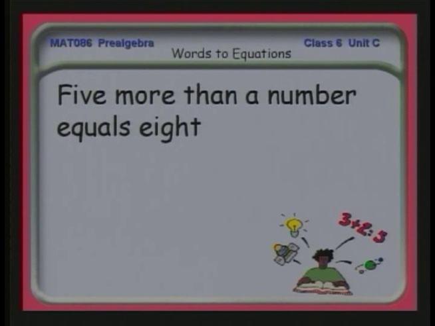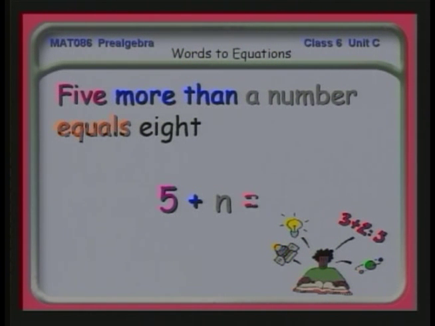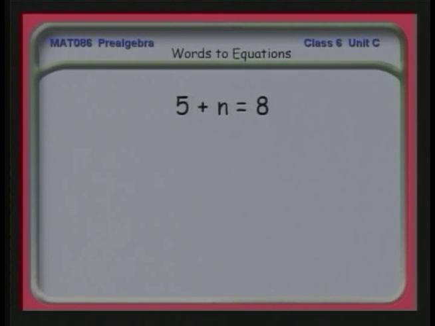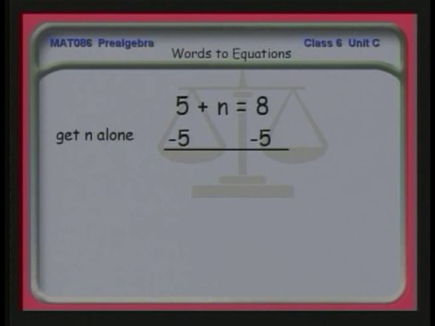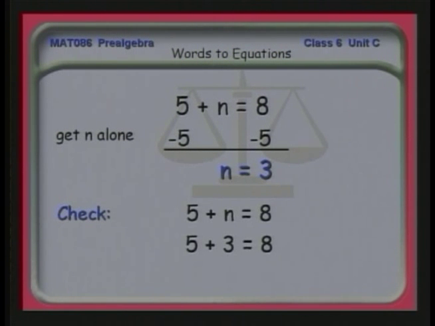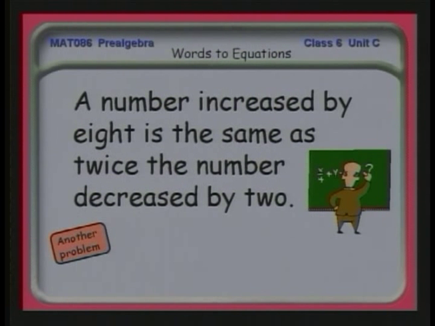5 more than a number equals 8. 5 more than, that tells me I add 5 to a number, let's call that my variable, equals 8. 5 more than, 5 plus, a number, n, equals 8. We're in good shape. Now let's solve this. We get n alone by subtracting 5 from each side of the equation, and we find that n is equal to 3. And of course we can check by putting the 3 in, and we see 8 equals 8.